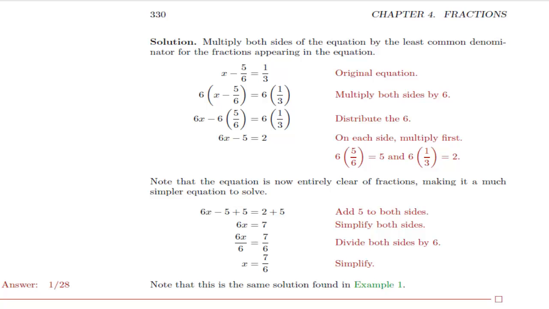On the right we have 6 times 1/3, which is just 6/3, or 2. So now we have the equation 6x minus 5 equals 2. Note that the equation is now entirely clear of fractions, making it a much simpler equation to solve.